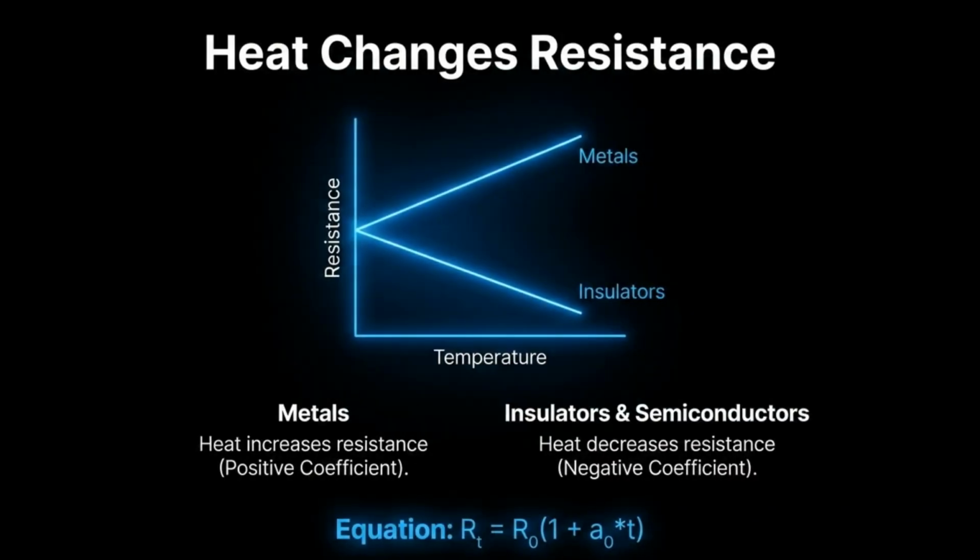Heat changes resistance. For metals, heat increases resistance, known as a positive coefficient. For insulators and semiconductors, heat decreases resistance, known as a negative coefficient.